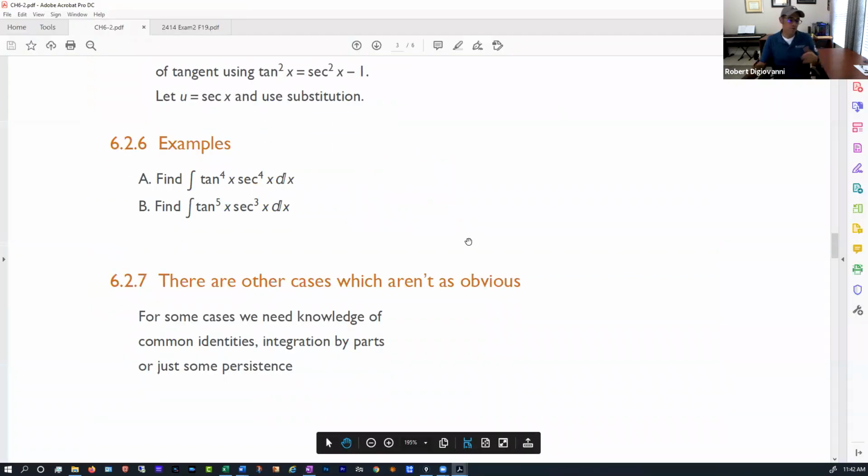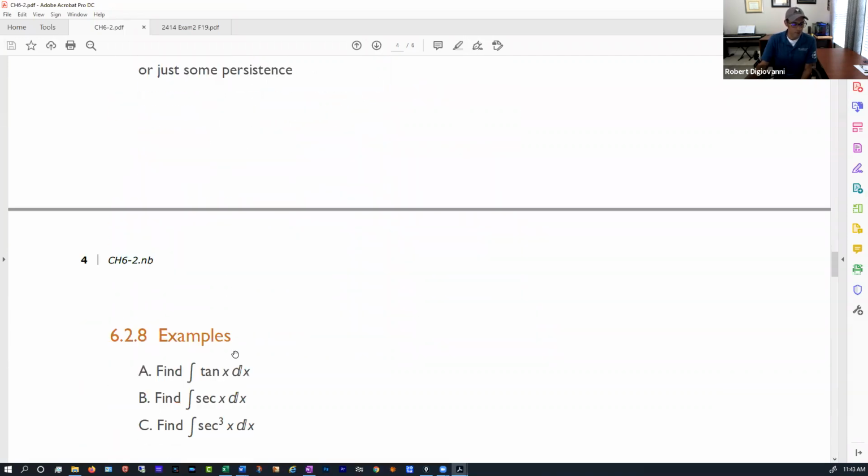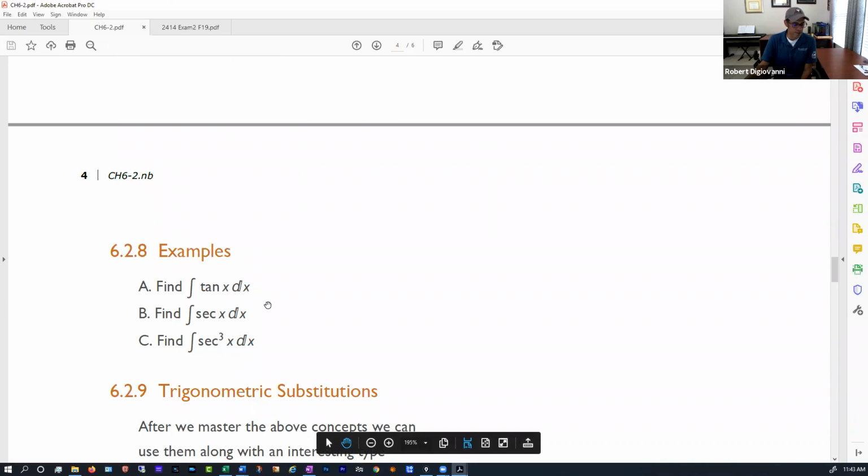All right, so those examples that I've given you were pretty clean, in that we could just look at the little steps and say, oh yeah, it's even or it's odd, and just follow steps. There are other cases which are not as obvious. These cases require maybe identities, some integration by parts, or just some persistence. So we're going to do these 3 problems, and you're going to see they're all very different.